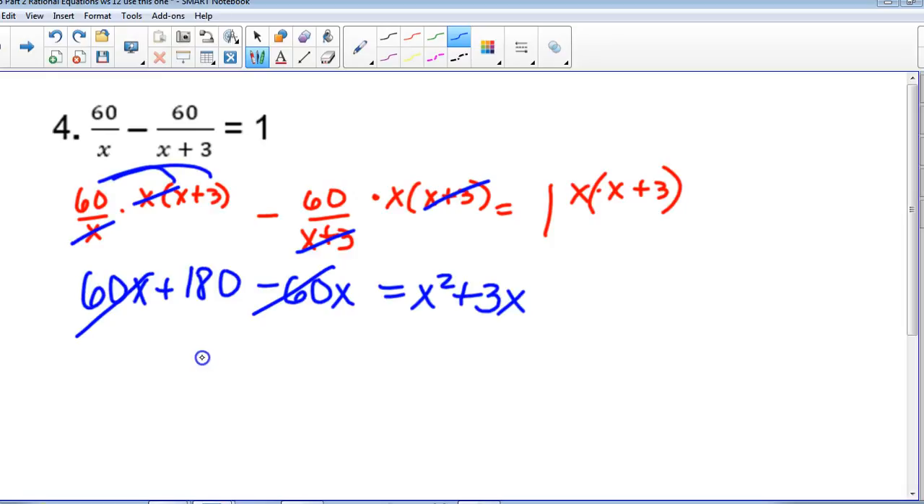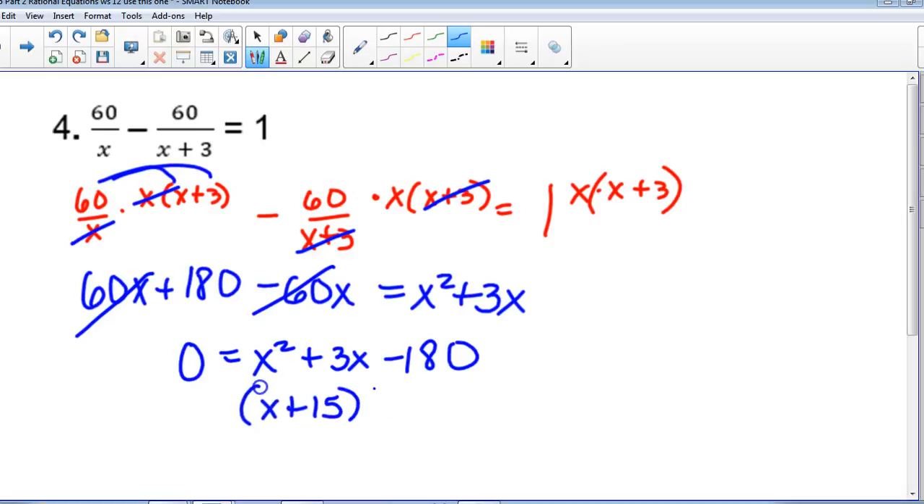Oh my goodness. Did someone else get x squared plus 3x minus 180? Okay, there's a lot of factors to 180. 18 and 10, 15, 15 and 12? Anybody checking that one? Is it 15 and 12? Thank you. So our solutions are negative 15 or 12. Well, the good news is they both go nicely into 60, right?